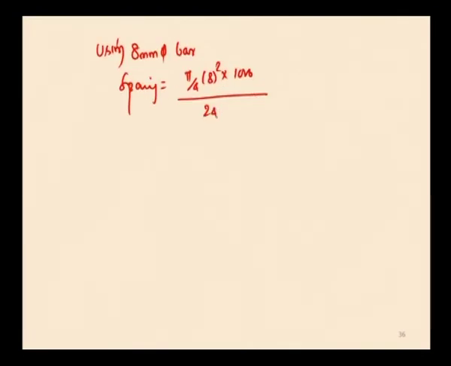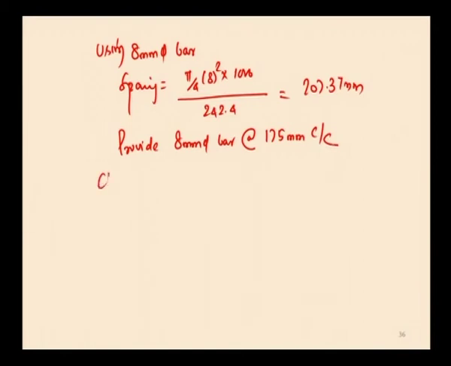If we use 8 mm diameter bar, the spacing of reinforcement, which is provided in a perpendicular direction to the main reinforcement, is pi by 4 into 8 square into 1000 divided by 242.4, that is equal to 207.37 millimeter. So, hence I am adopting 8 mm diameter bar at 175 mm center to center. And finally, we need to check the thickness of the slab against deflection. After this one, we are going to draw the reinforcement detailing.